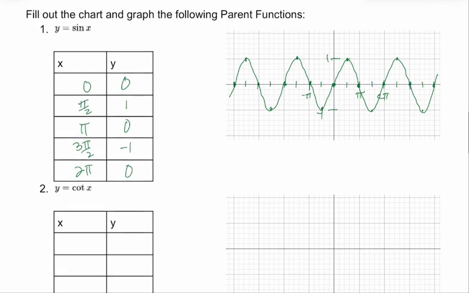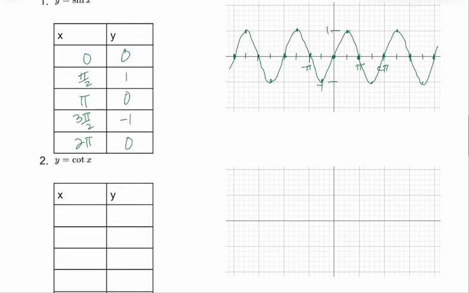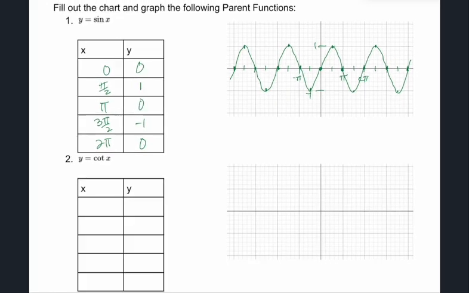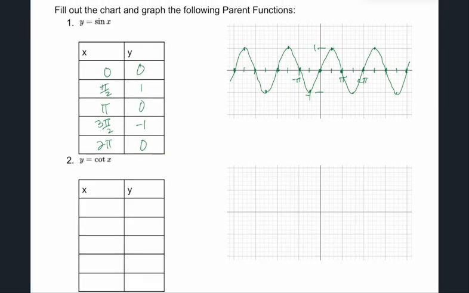Now remember, the period of a cotangent is pi. It is the only one where we go from 0 to pi. So when you build your graph paper for the cotangent, go from 0 to pi.